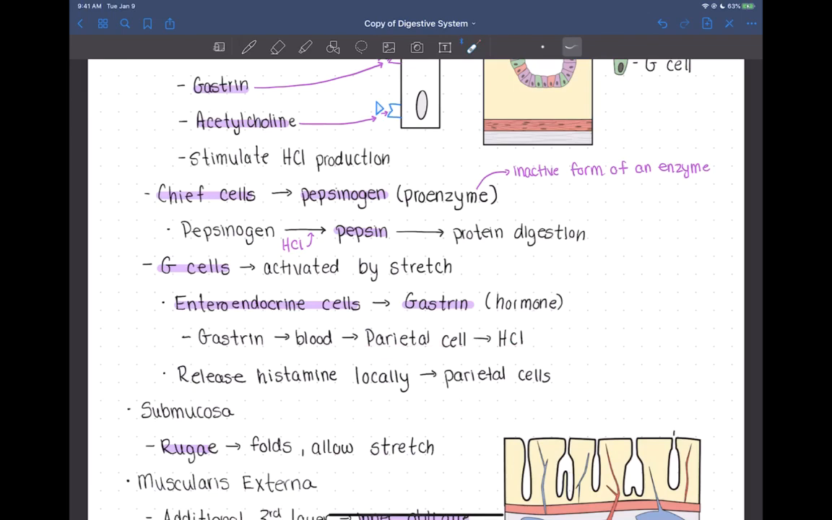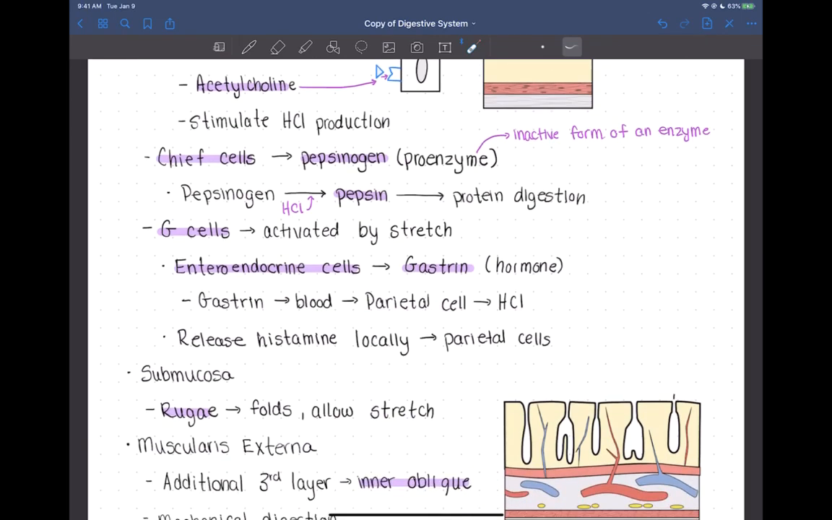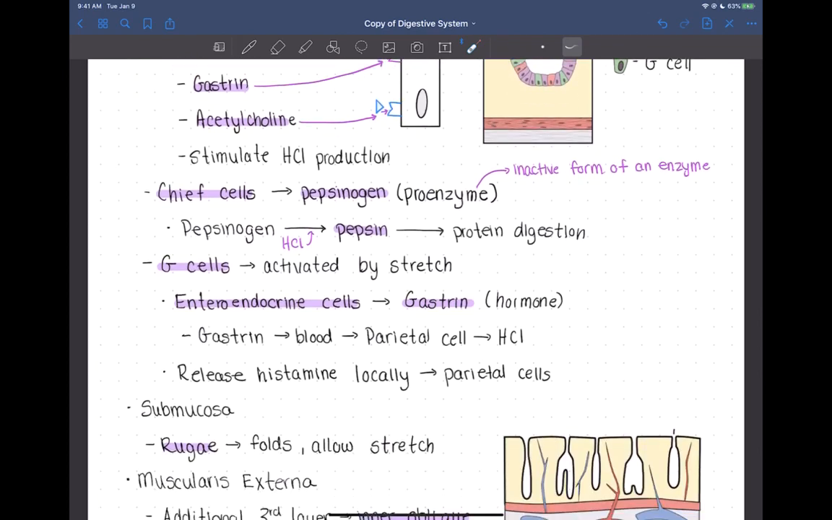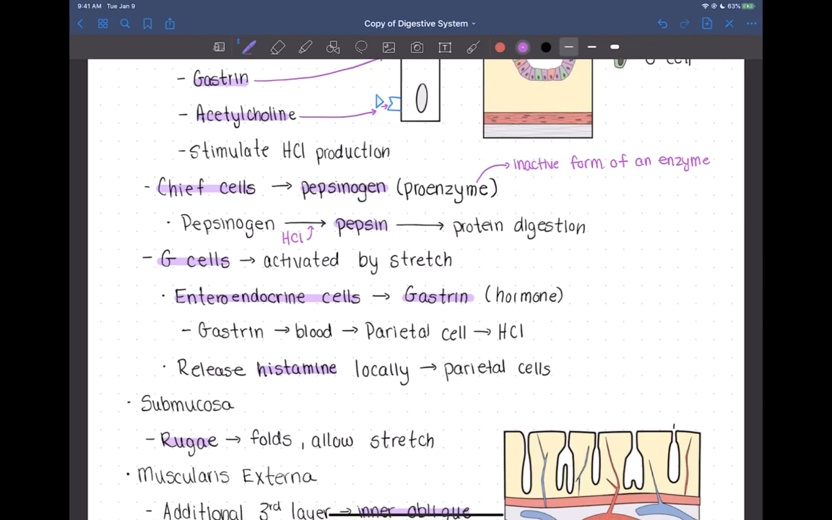And then gastrin also, or sorry, not gastrin, G cells also release histamine, and they release it locally, in a paracrine fashion, and that will activate parietal cells as well. So two of the signals that can activate those parietal cells are coming from G cells. So that's the mucosa and the cells in the mucosa and what they do.